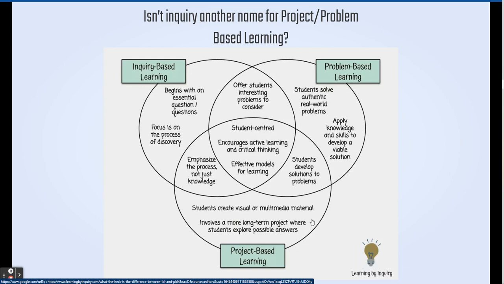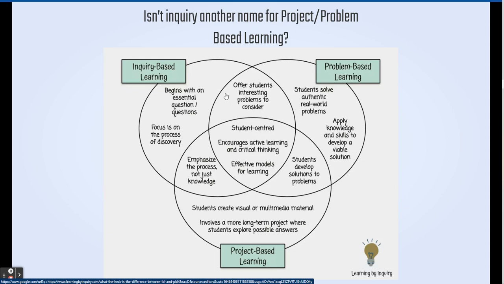Whereas for problem-based, you're solving authentic real-world problems, which again can be part of inquiry. And applying knowledge and skills, again, can be part of inquiry. But the most important parts of this are the middle there, where all the Venn diagrams focus. You've got the student-centered piece, encouraging active learning and critical thinking, and effective models for learning. So these are really, really important pieces of all of these. But since we're only talking about inquiry-based, I wanted to make sure that we had this idea because it's easy to confuse the three. And honestly, there is a lot of crossover.